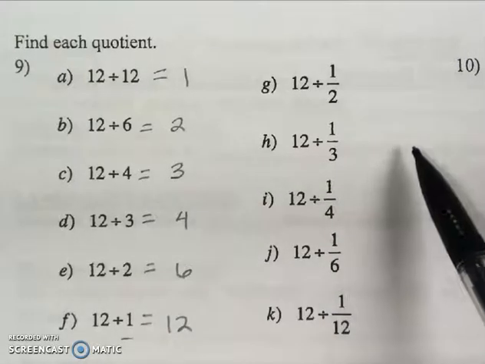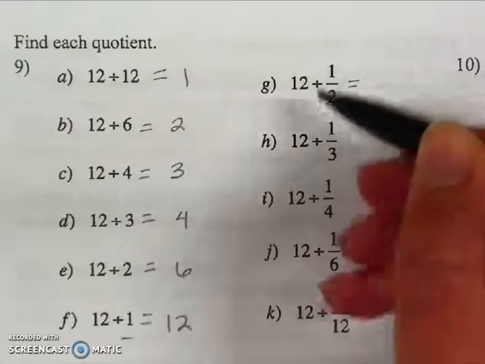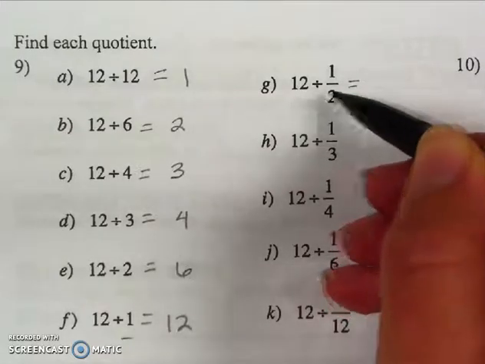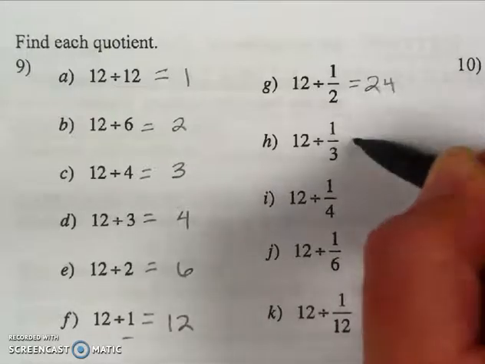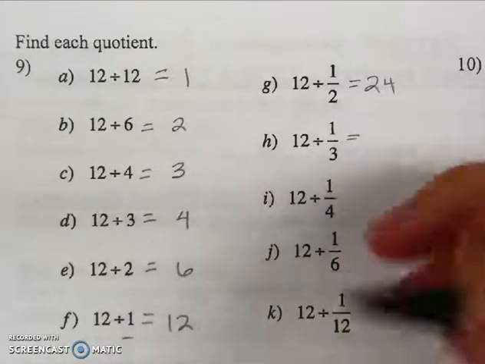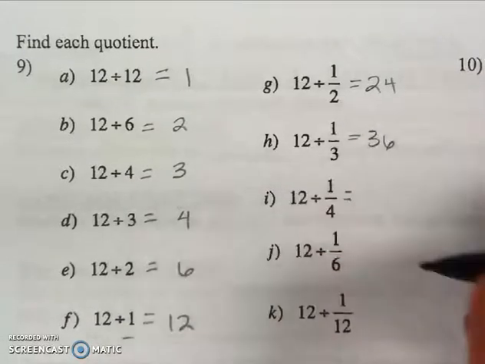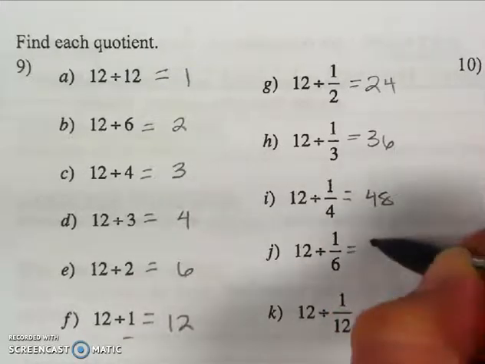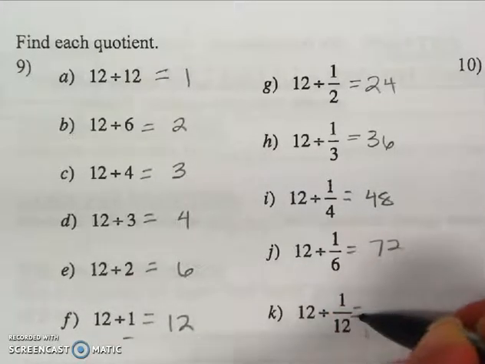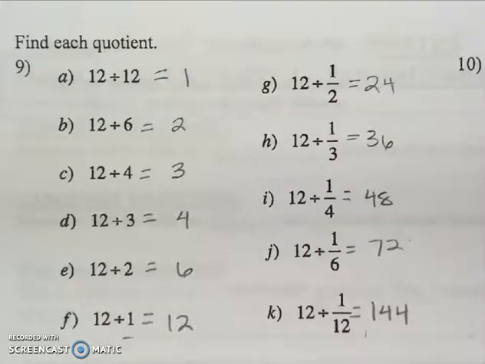Well, 12 divided by 1/2 is going to be 12 times 2 over 1, right? Keep, change, flip means we're actually going to get 24. 12 divided by 1/3, we keep, change, flip, and get 36. 12 divided by 1/4 is going to be 48. 12 divided by 1/6 is 72. And 12 divided by 1/12 is 144. So we see that pattern continue.